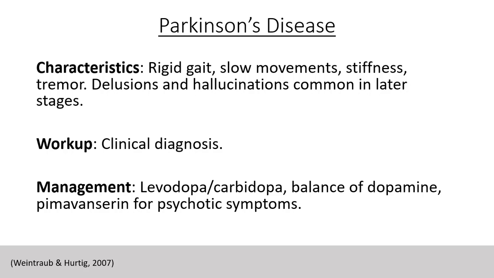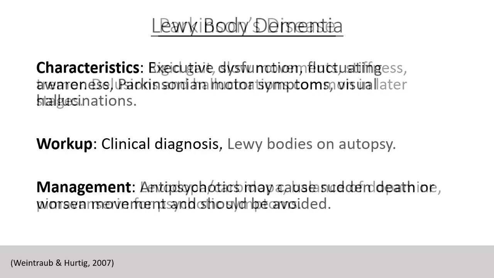Overwhelmingly, the issue with Parkinson's disease is a lack of dopamine, and treatment aims to increase levels of dopamine. However, with psychosis, there is an elevation of dopamine, which antipsychotics block. Finding this balance can be a clinical challenge.